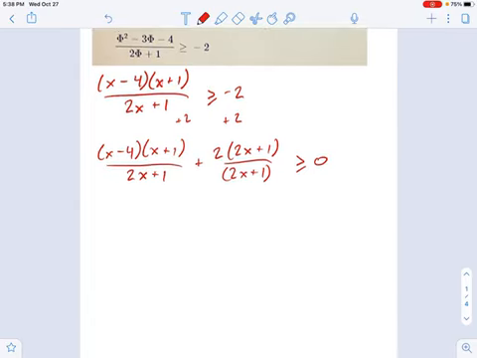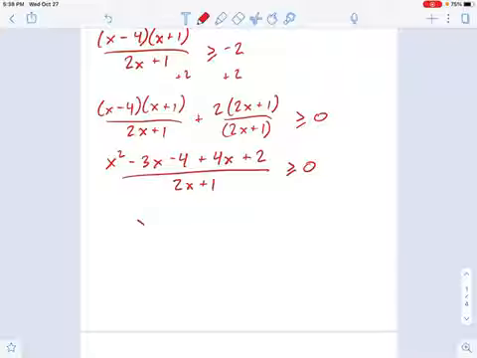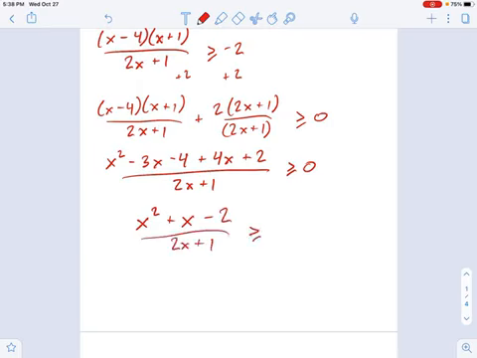So, doing that, we're going to need to FOIL this. So maybe it wasn't great to factor it in the very beginning. Oh well, lessons learned. x squared minus 3x minus 4 plus 4x plus 2, all over 2x plus 1, greater than or equal to 0. Combine some terms, simplify this, and we get x squared plus x minus 2, over 2x plus 1, is greater than or equal to 0.